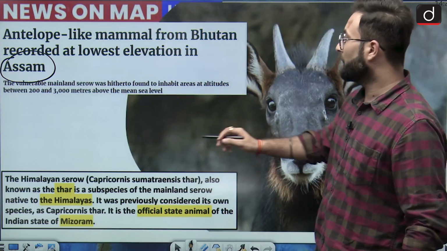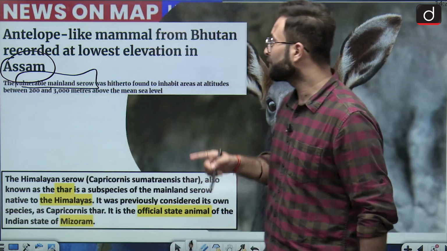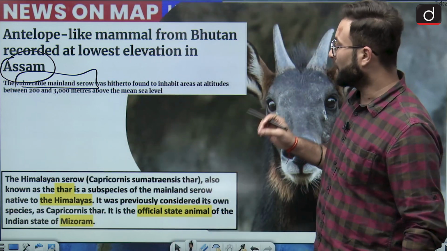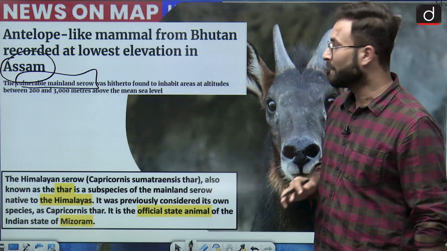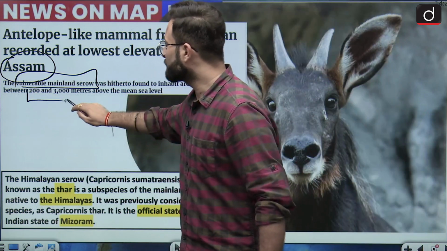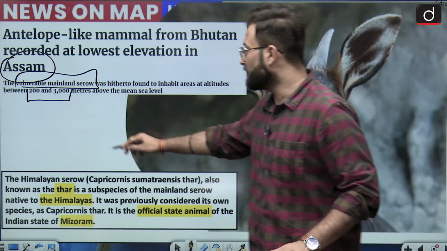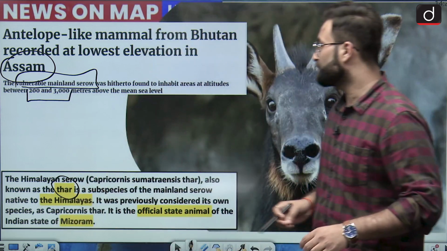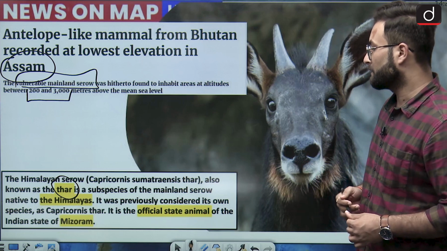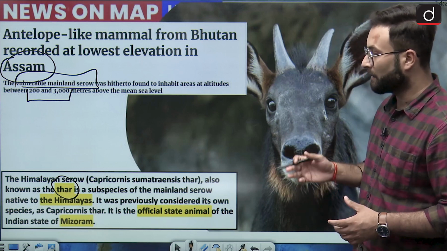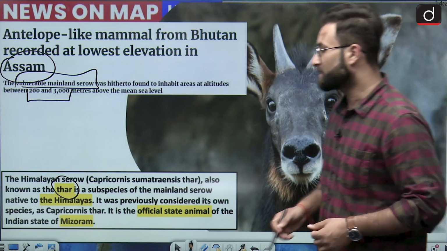This is a vulnerable mainland Shiro. So the IUCN status is vulnerable. It was hitherto found inhabiting areas at altitudes between 200 to 3000 meters above the mean sea level. The Himalayan Shiro are also known as the Thar. Thar is a subspecies of the mainland Shiro native to the Himalayas. It was previously considered its own species as Capricornis thar. It is the official state animal of the state of Mizoram.